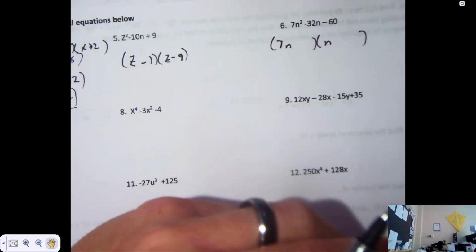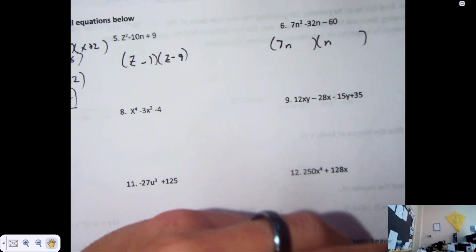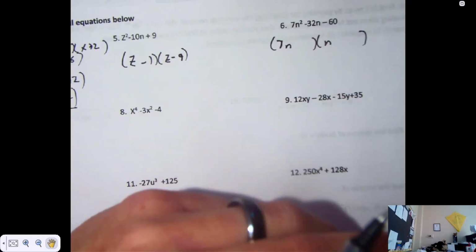There's only one way to get to a 7n squared. What is it? 7n and n. You've got to play with factors of 60. That's kind of rough. What's your gut say? When you see 60, what's the first thing that pops in your head?